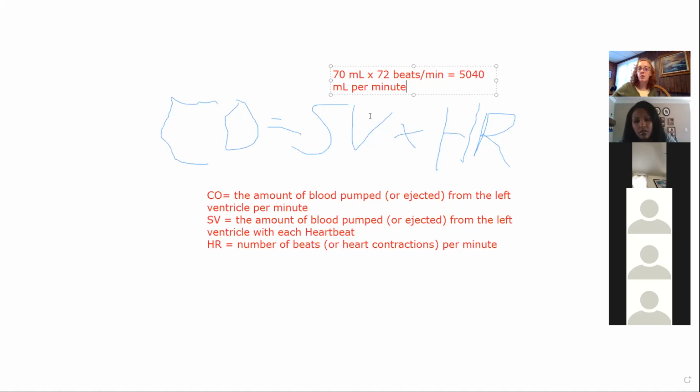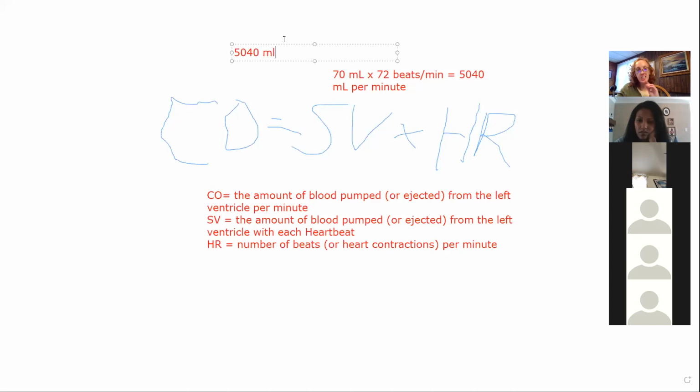If this goes down, how are we going to keep this a constant? You get dehydrated, so the amount of blood in your body goes down, which is going to change the stroke volume. But you still have to maintain the same cardiac output. So the number of beats is going to go up. Because if this goes to 50, and this right now is 5,040 milliliters, the cardiac output.